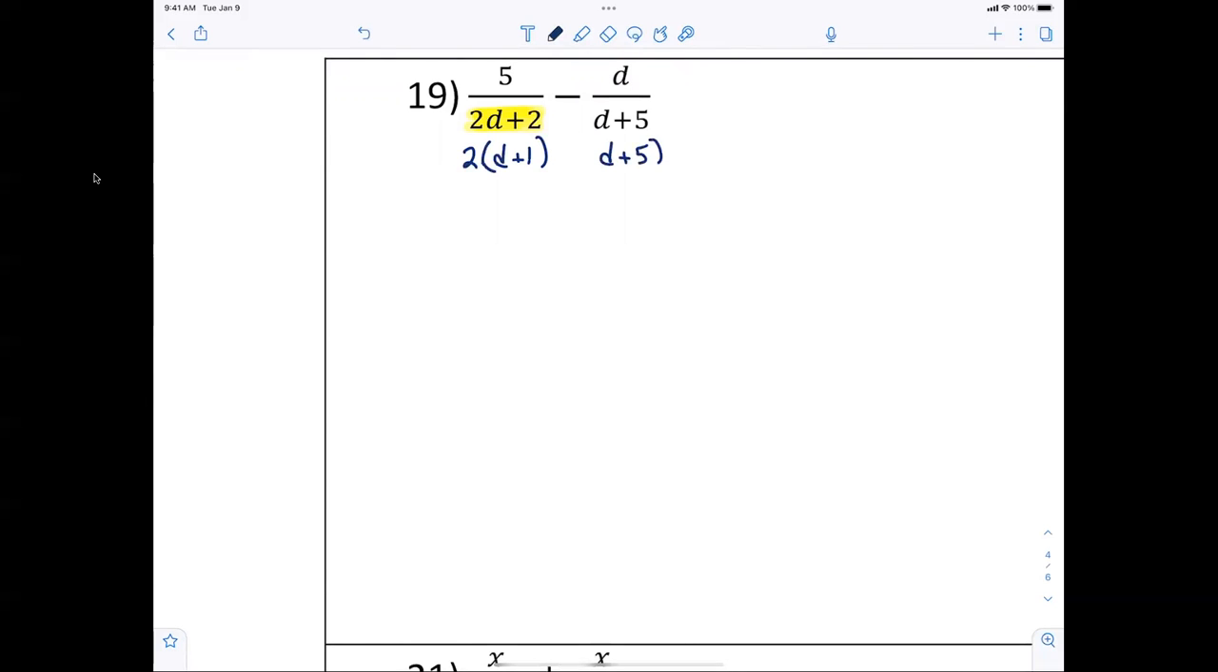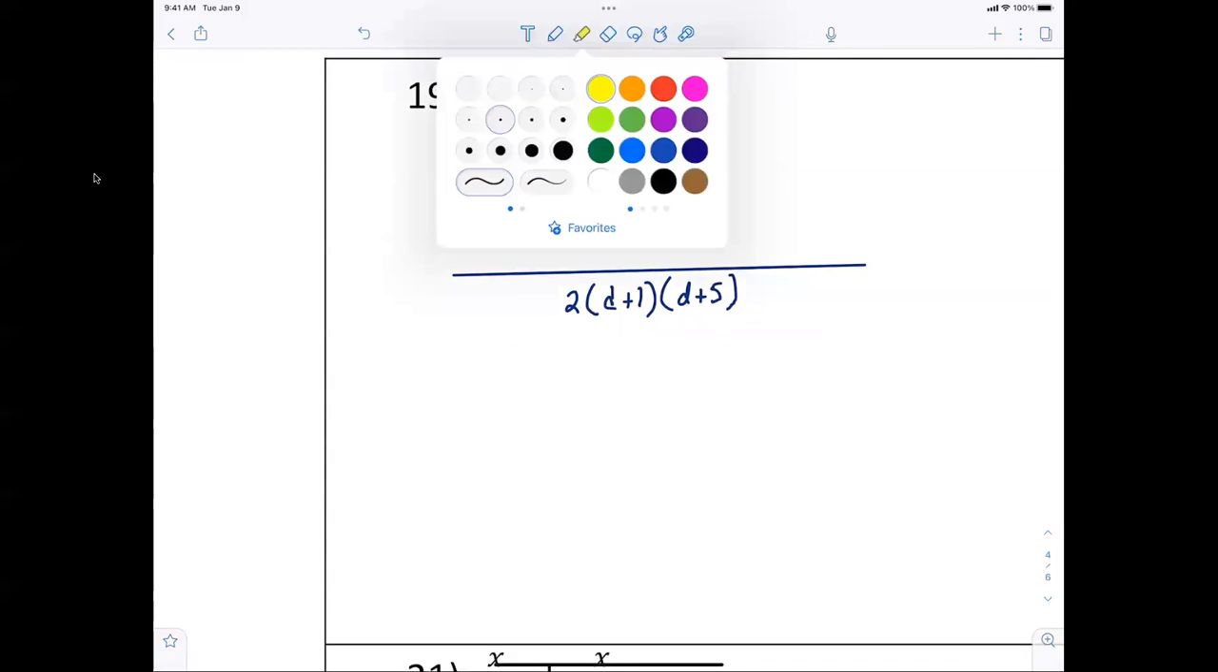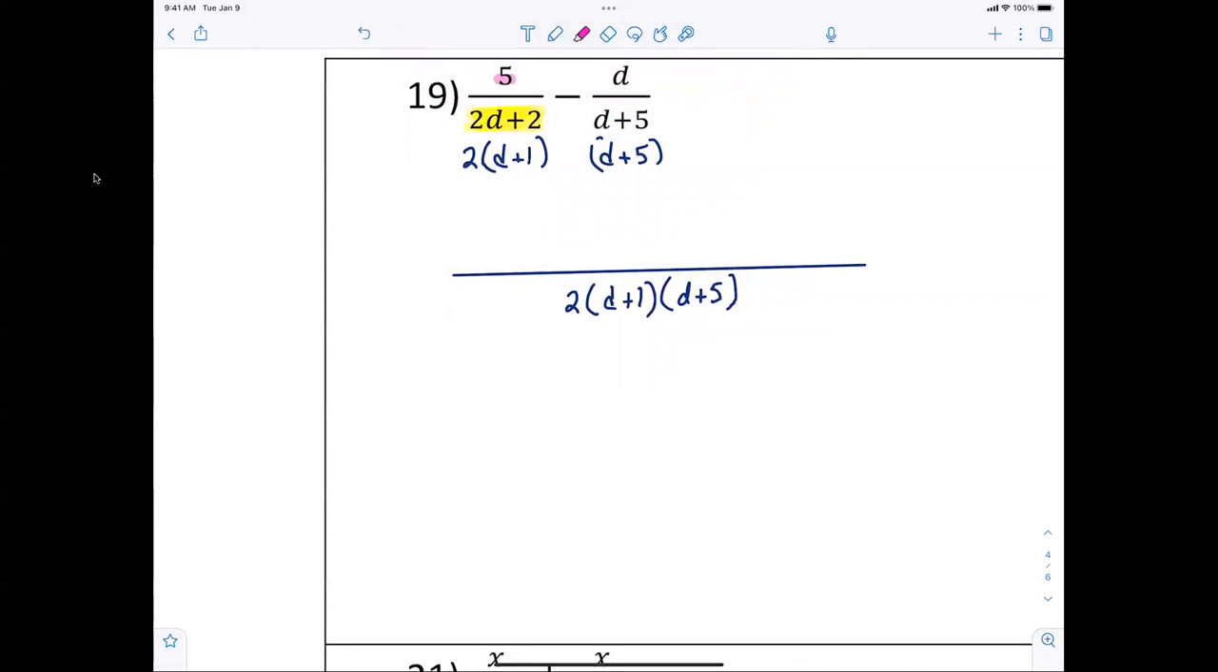And then this is just d plus 5. All right, so what is the common denominator this time? 2 times d plus 1 and then d plus 5. That is exactly correct. Everybody take a look at that. All right, come on, write that down. That's the common denominator.